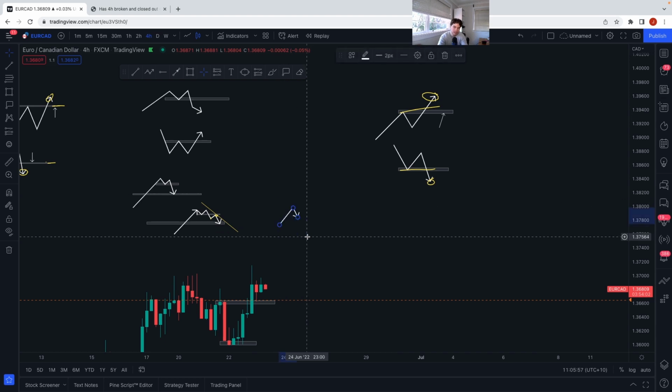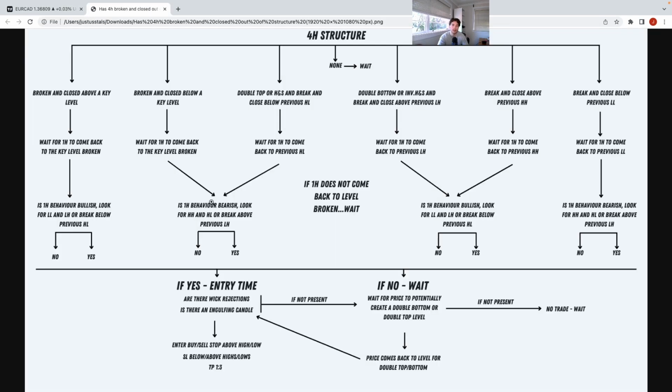Next, let's move on to: is the behavior bearish? This is for broken and closed below a key level, double top, head and shoulders, close below the previous high low, or break and close below the previous lower low. So we have the bearish version. This one says, is 1H behavior bearish? Look for higher highs and higher lows, or a break above the previous lower high.